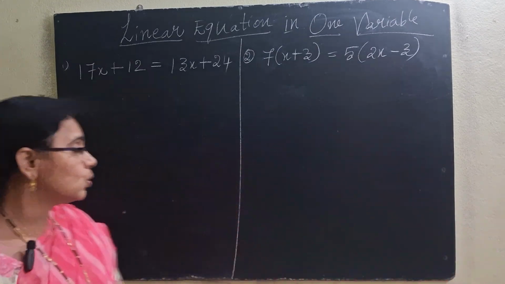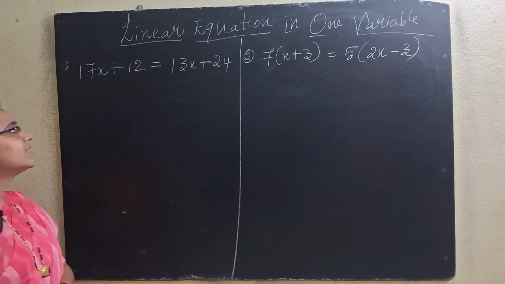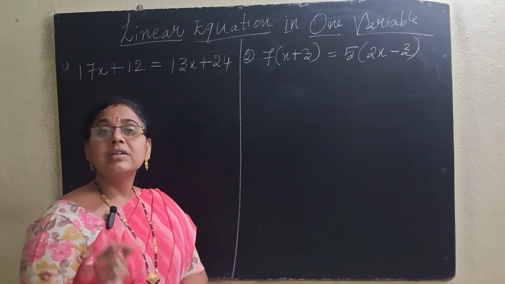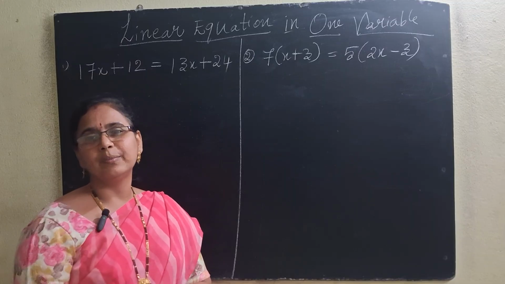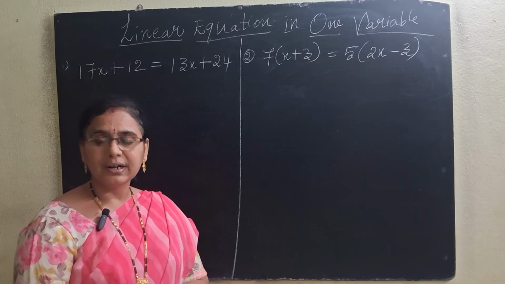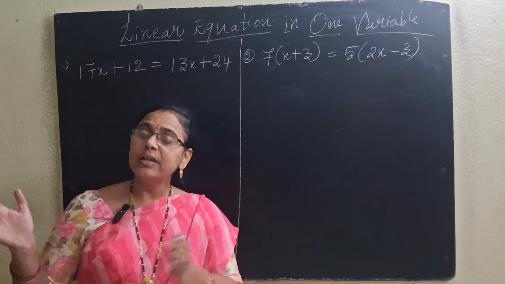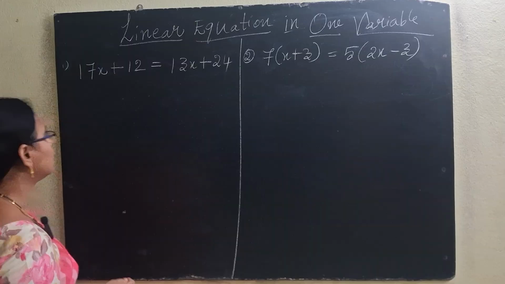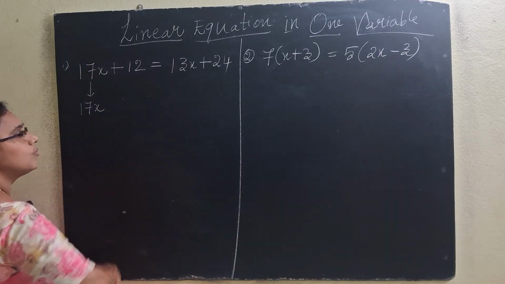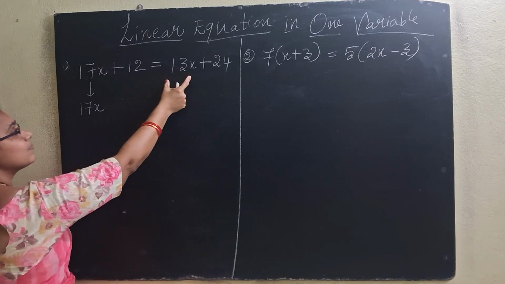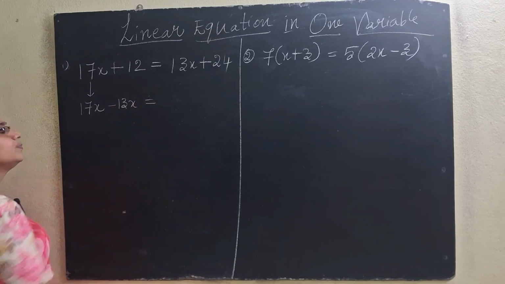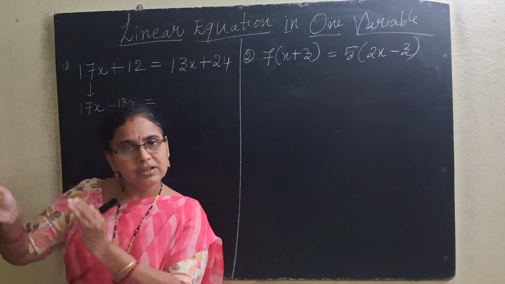Come to here, the question is 17x plus 12 is equal to 13x plus 24. Solve. Find the value of the variable. Solve means the variable value we have to find. How can we find? We have to write all variables on one side, all constants on the other side. So now what is the variable term? Here it is 17x is equal to, after that what you observe, 13x. It is plus 13x. I transpose to this side, minus 13x. So I collected variables on one side.